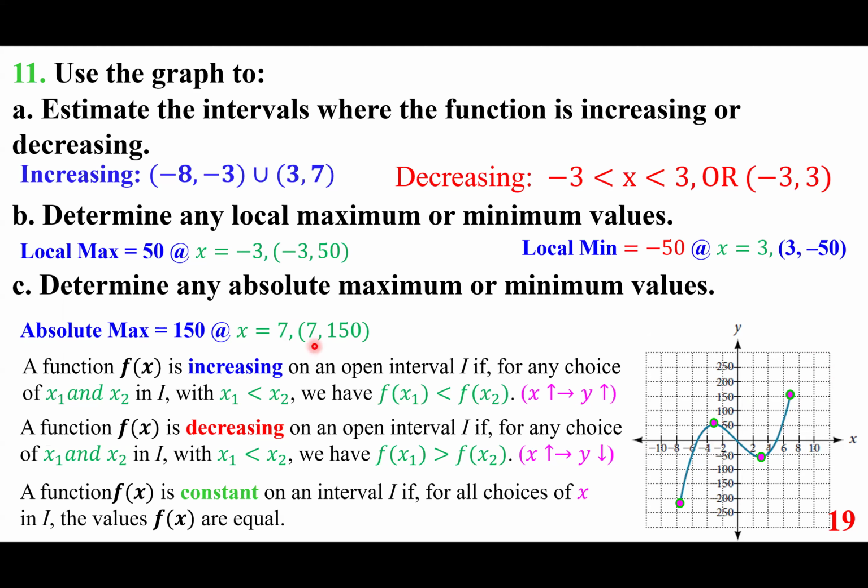Here's the absolute minimum, which has a y coordinate of roughly -225, and x is almost -8. So absolute minimum is -225 at x equals -8, or the precise location -8 comma -225. So this is reading the graph, understanding local versus absolute.